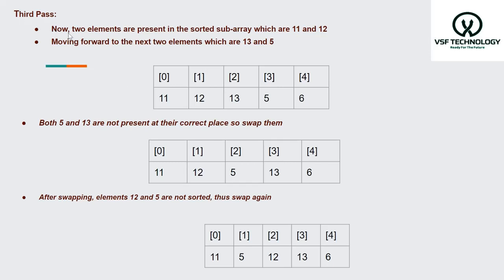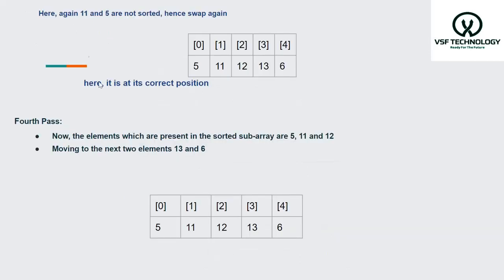Next, third pass. Now two elements are present in the sorted subarray, which are 11 and 12. Moving forward to the next two elements, which are 13 and 5. Both 5 and 13 are not at their correct place, so swap them. After swapping, elements 12 and 5 are not sorted, thus swap again. Here again 11 and 5 are not sorted, hence swap again. Here it is at its correct position.